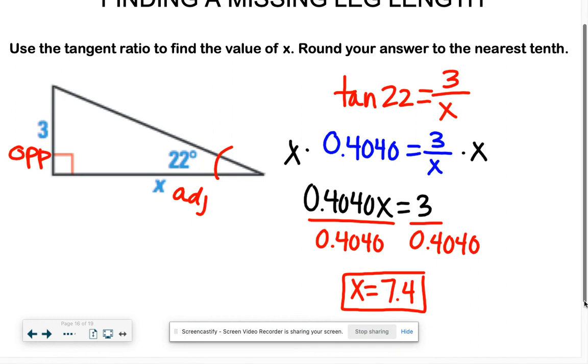Okay, let's find our homework pack and we'll get started on this worksheet together. It's this bright, twirly pink one. It has the tangent ratio on it. It looks like a lot, it's not. I pinky promise.